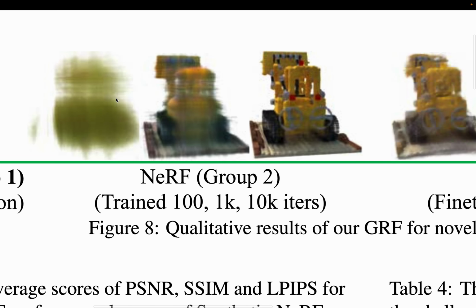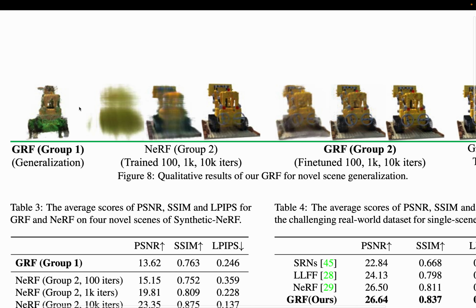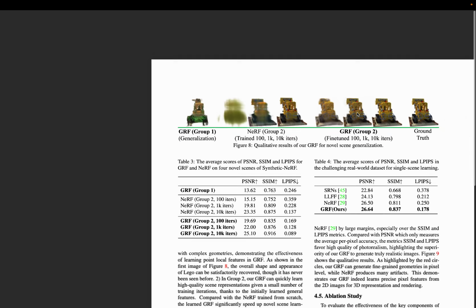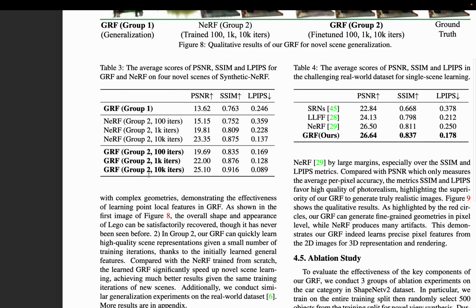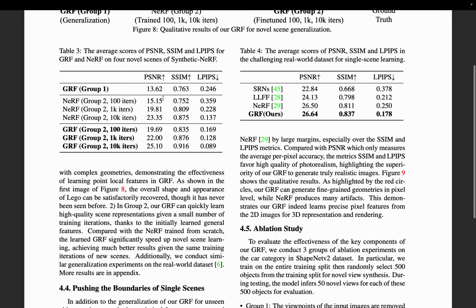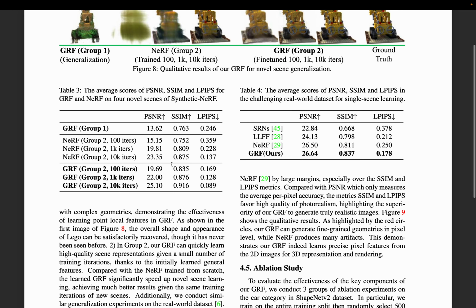And here is a comparison to just training a NeRF model from scratch, so from a random initialization. You can see that it takes more time to converge because GRF has already seen a lot of objects and is leveraging that prior. We can see also that, okay, these are the same results but with PSNR. And we can see that GRF is getting better results.